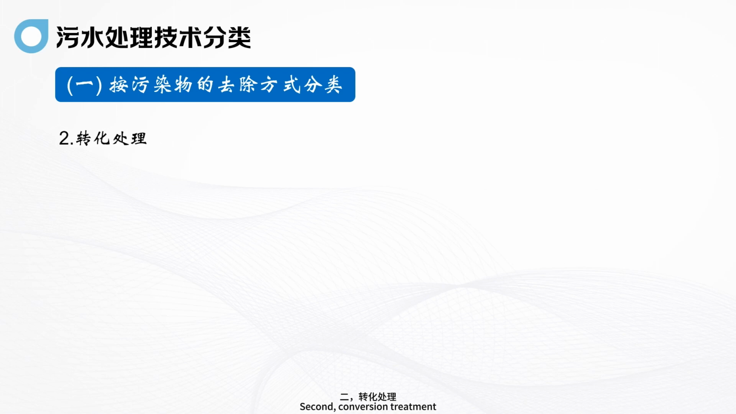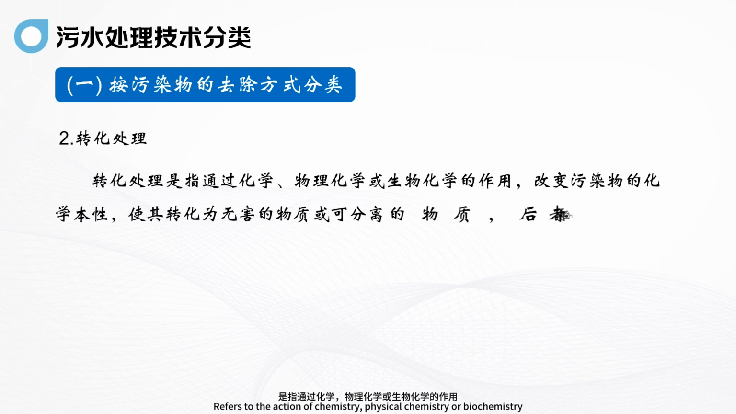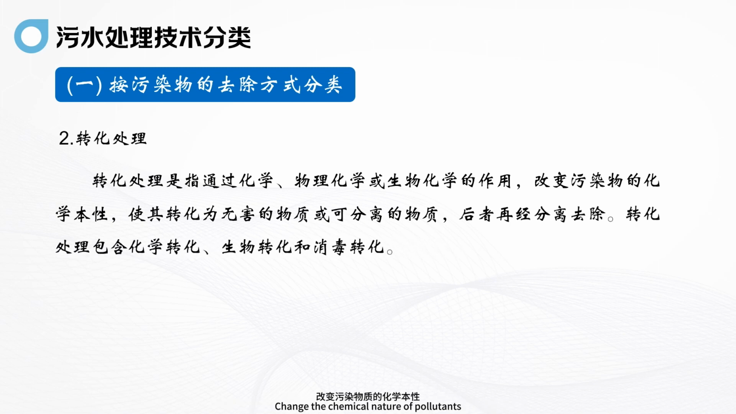Second, conversion treatment refers to the action of chemistry, physical chemistry or biochemistry to change the chemical nature of pollutants, convert them into harmless substances or separable substances, which are then separated and removed. Transformation treatments include chemical transformation, biotransformation and disinfection transformation.